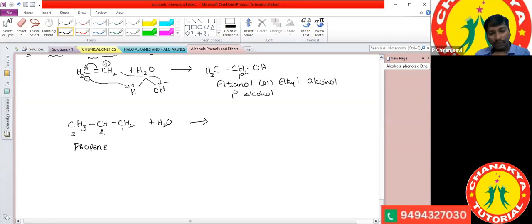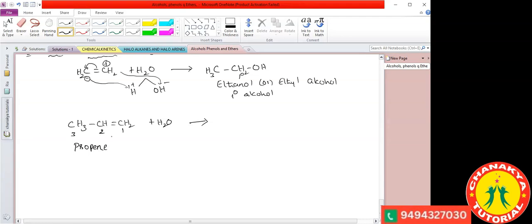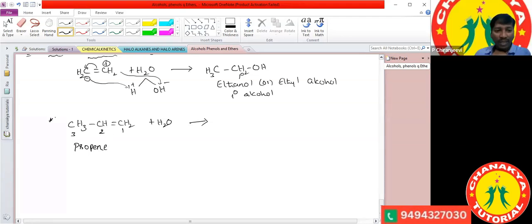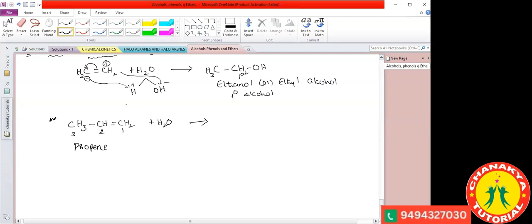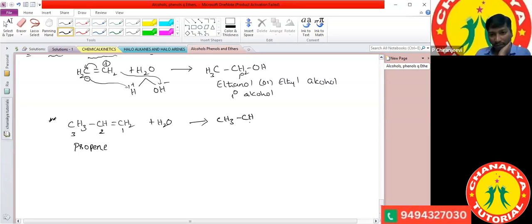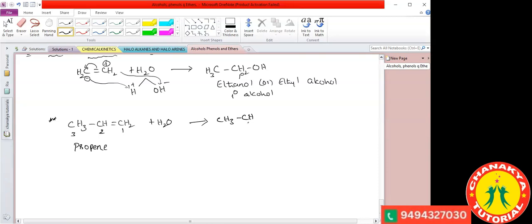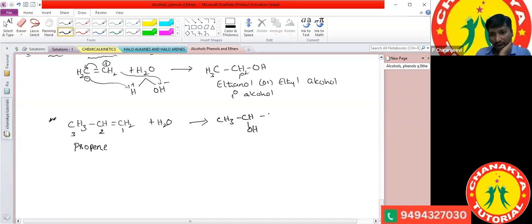Ritu? Yes, sir, could you repeat once? Your voice got blurred out. What is the product forming in this reaction? CH3, CH bond with CH3 and OH attached to the second carbon. Second carbon or first carbon atom? The middle carbon is the second carbon. OH is going to be attached to the second carbon atom.